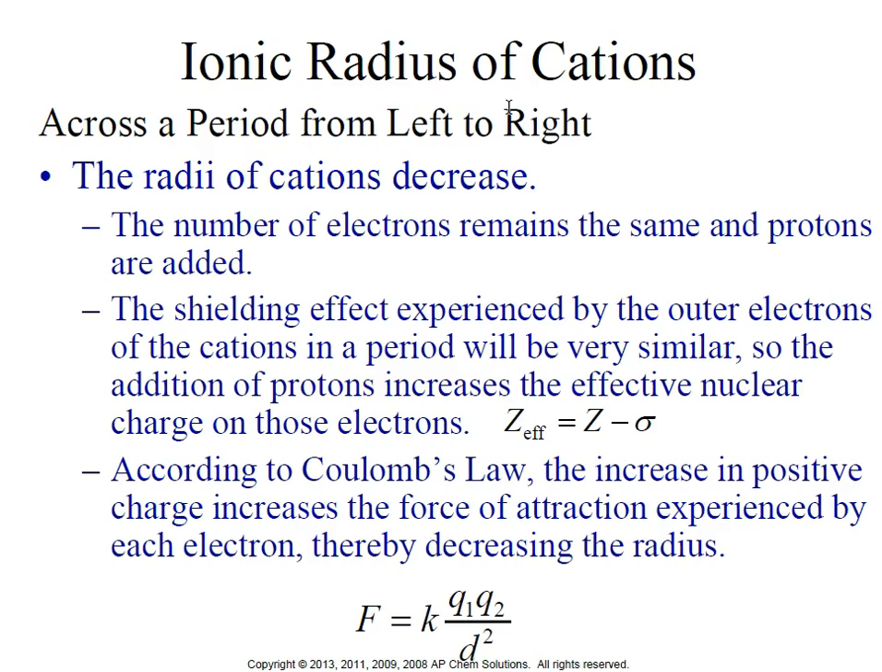Why would they get smaller as we move across? It's going to be the same reason every time when we're talking about moving across. We're having more effective nuclear charge because we're adding protons. According to Coulomb's law, if we increase the positive charge, we're increasing our attractive force. And that is going to pull those electrons in and decrease our radius.